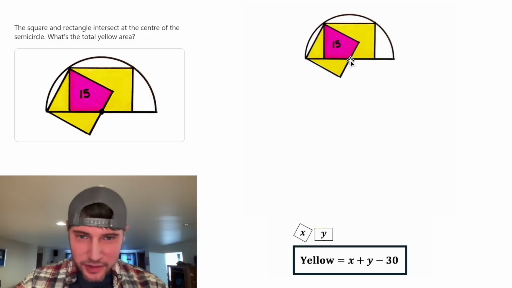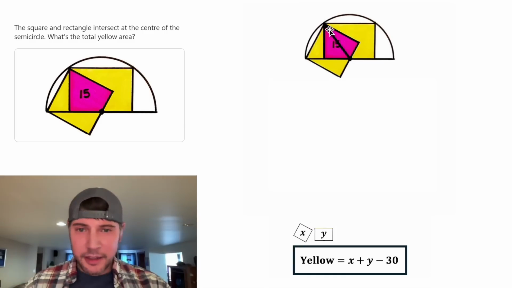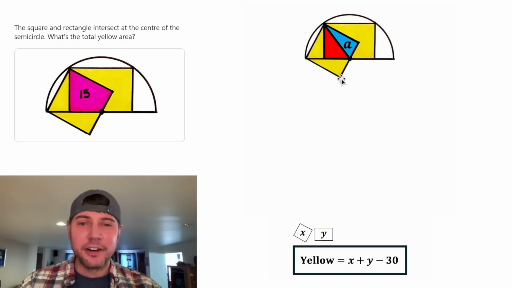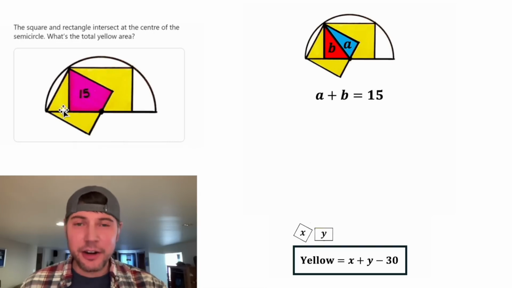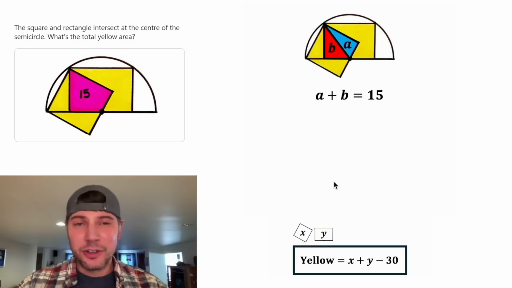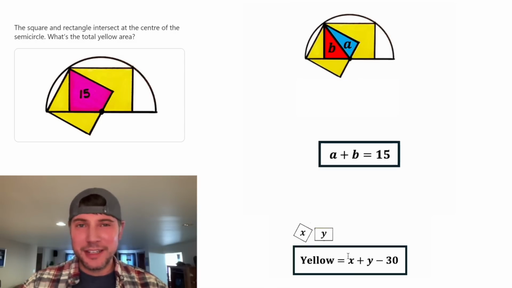Next, let's draw the radius of the semicircle from here to here. And that'll split this pink area up into 2 triangles. Let's give this triangle an area of A and this triangle an area of B. And then we know the area A plus the area B is going to equal this area of 15. This also looks important. Let's put a box around it and move it down here.